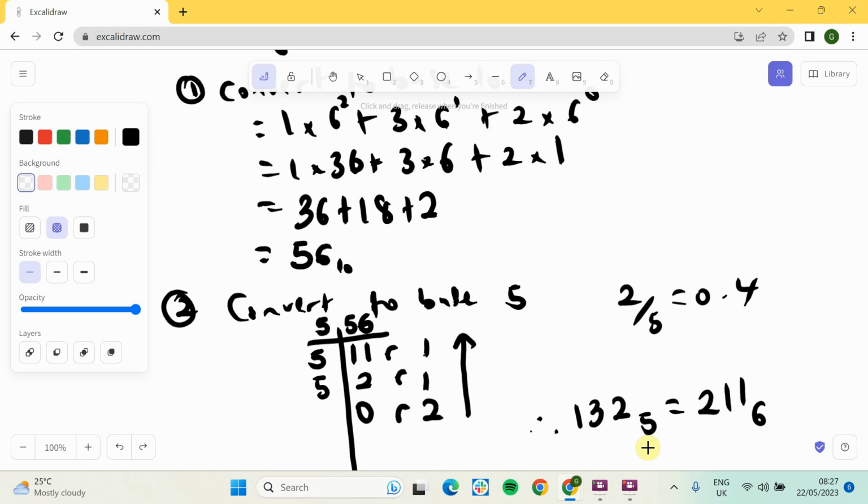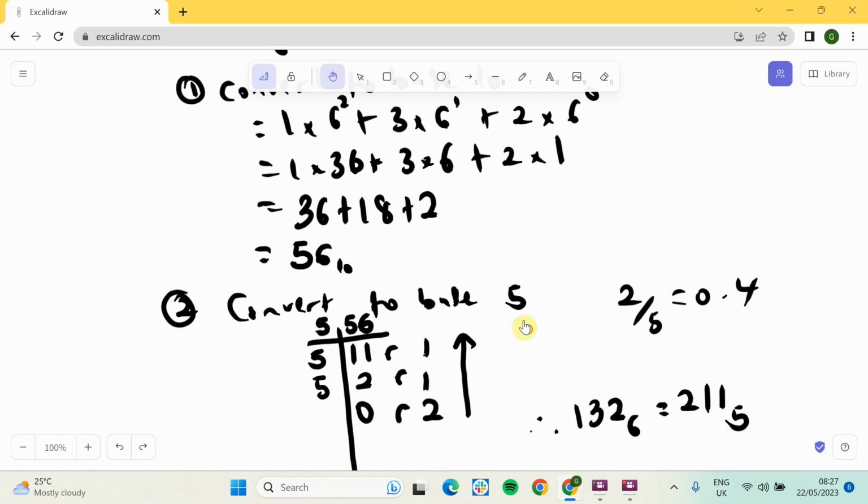Oh, sorry. I messed it up. So 132 in base 6 is equal to 211 in base 5. Yeah, so that's it. Simple and short. Convert to base 10, then convert the base 10 to the base that you want it to be.